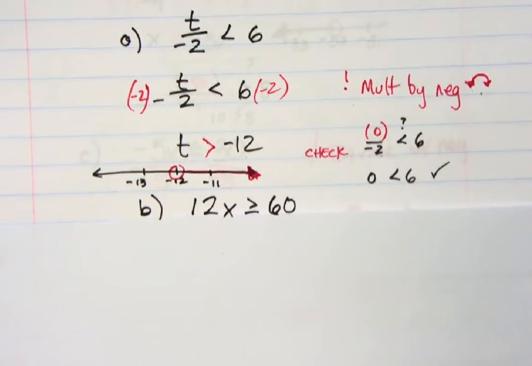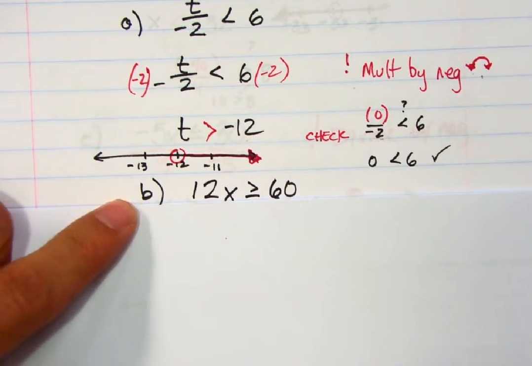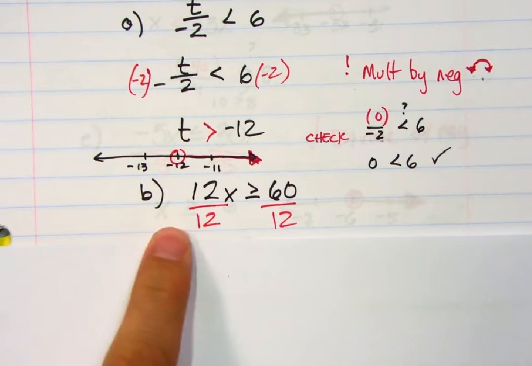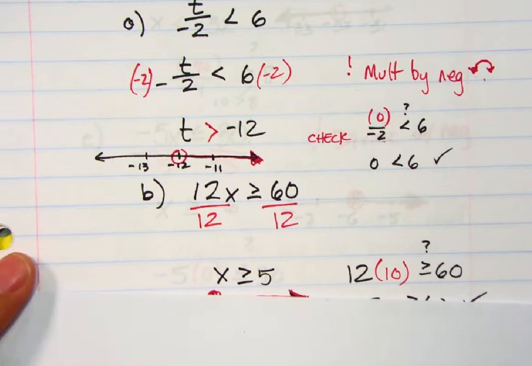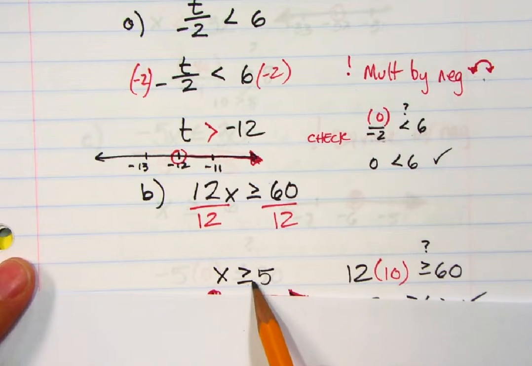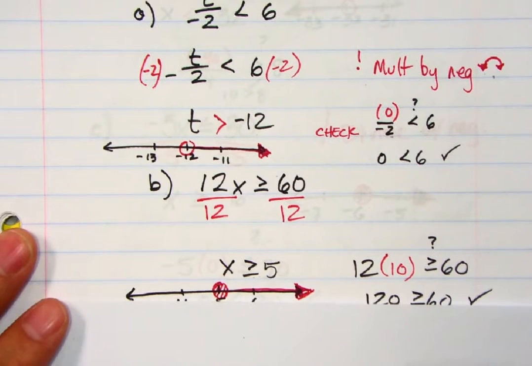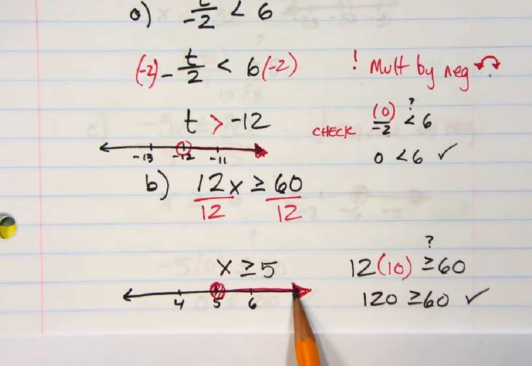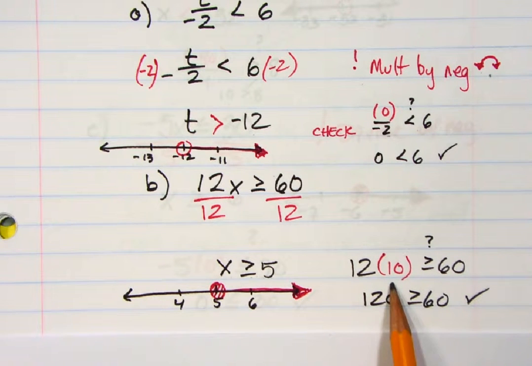Let's try this next one out. What do you think your answer is going to be for letter B? Okay, so I divide by 12. I'm dividing by a positive, so the sign stays in the same direction. It didn't change, not like the previous one. So my answer is x is bigger than or equal to 5. So closed circle, and anything bigger than that. I just chose 10 to make it easy for myself. 12 times 10 is 120, and sure enough, that is bigger than 60.